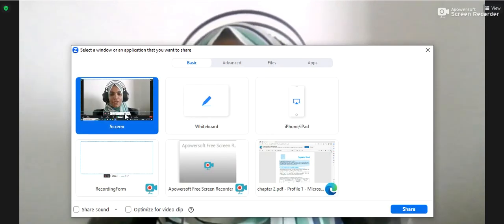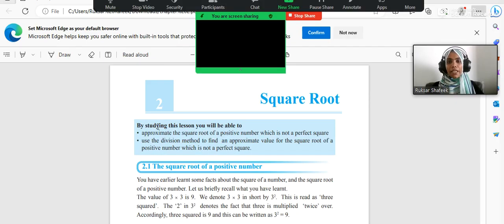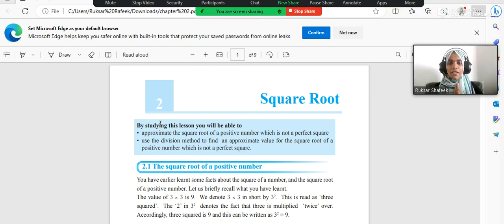So today we are going to do chapter 2, which is the square root lesson. Here we get started with square root. Okay, so now what exactly is a square root?